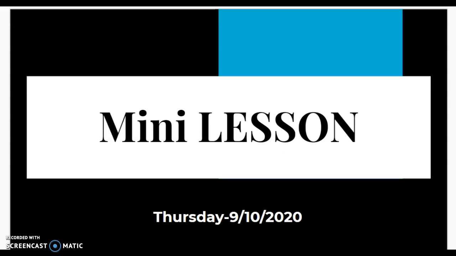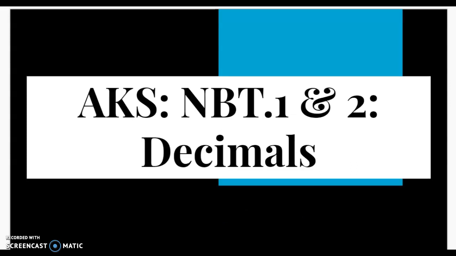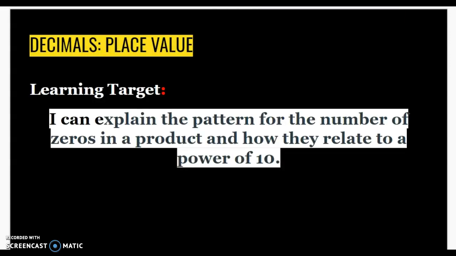Today is Thursday, September the 10th, 2020. Our AKS is over NBT.1 and NBT.2 decimals. Your learning target for today is, I can explain the pattern for the number of zeros in a product and how they relate to a power of 10.